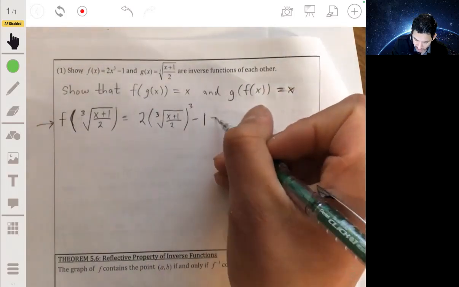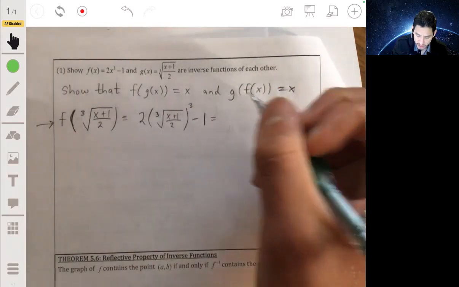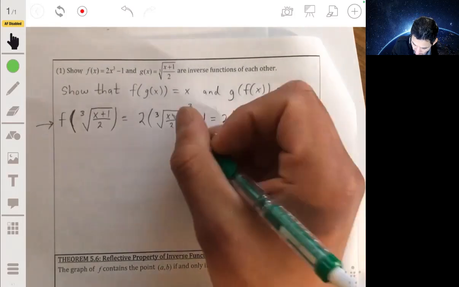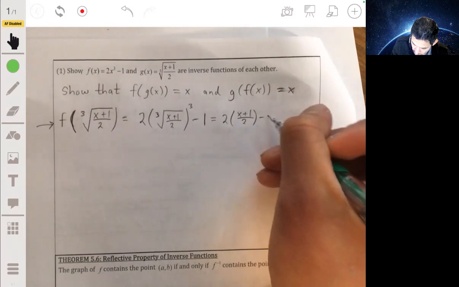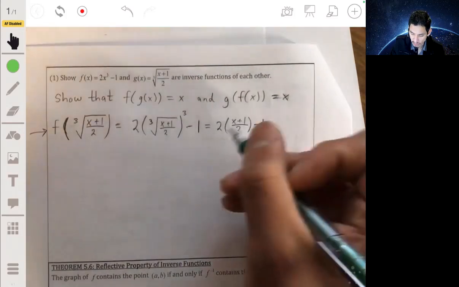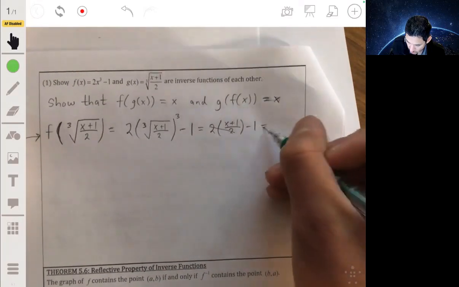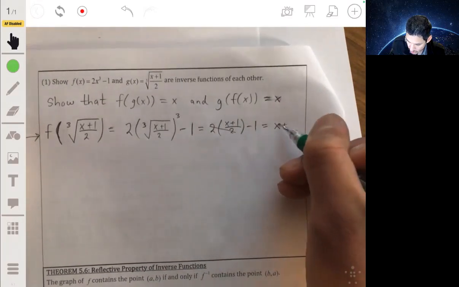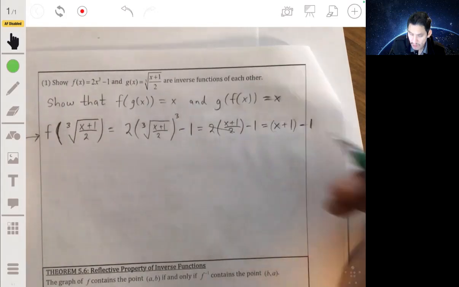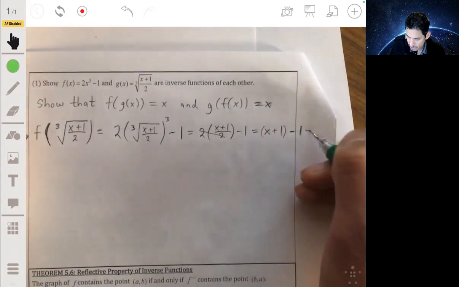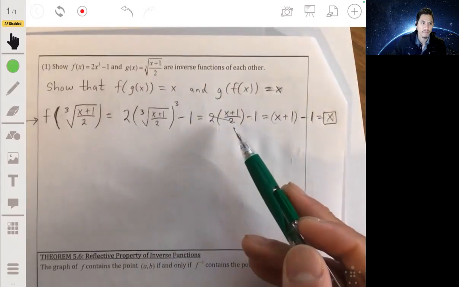And let's evaluate this and see what we get. So when you cube a cube root, they undo each other. So all we're left with then is 2 times X plus 1 over 2, minus 1. Now, you can cancel these 2's. And then all you have is X plus 1 in this group left, and then you have that minus 1. And bang, you just get X, which is what we want.